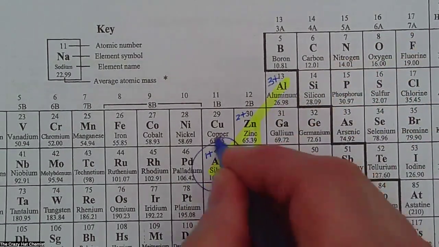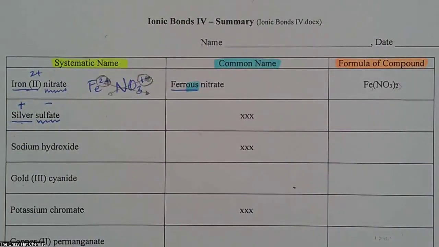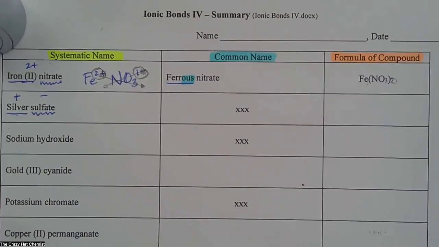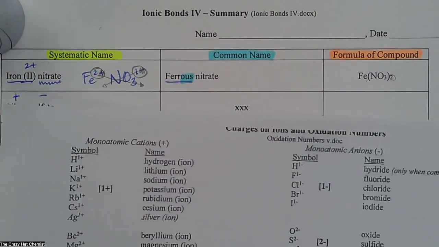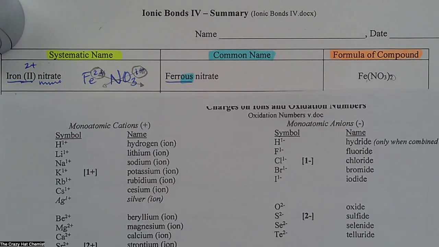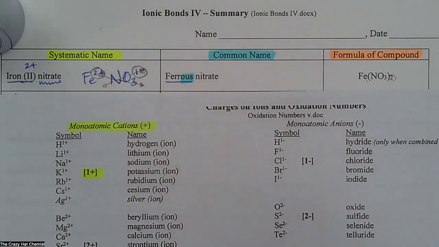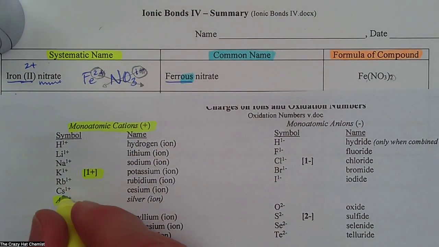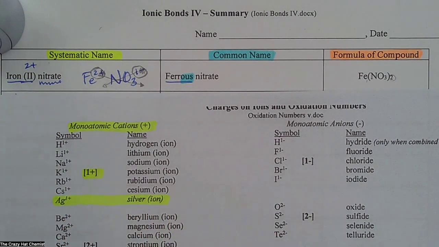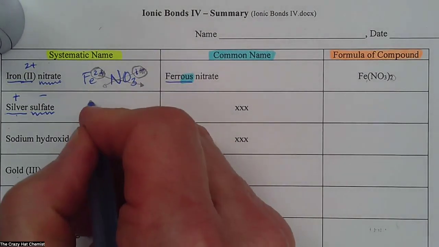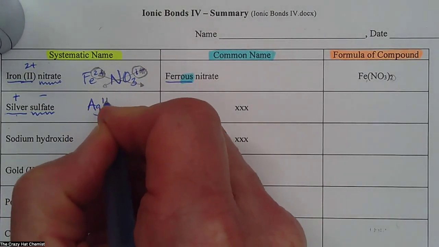So that means that my silver is a 1 plus. Alternatively, you should have this charges on ions and oxidation numbers, this piece of paper right here. If you have that, then you should be able to find the silver ion on this. It is in the 1 plus category. It is a monoatomic cation. And here it is, Ag1 plus, that is the silver ion. All right, perfect. So now I know the silver ion, that's Ag1 plus.